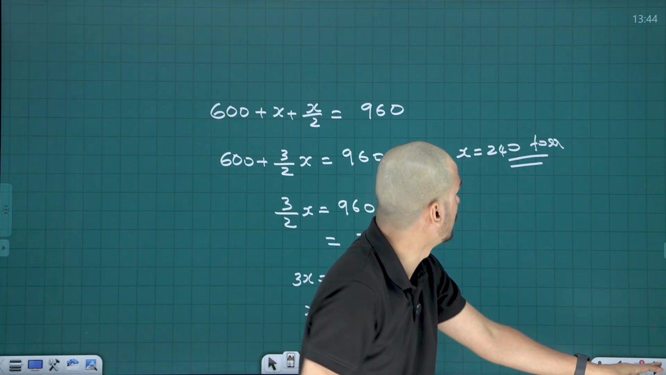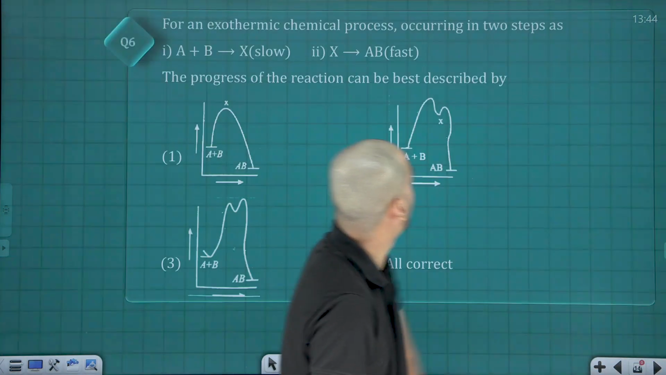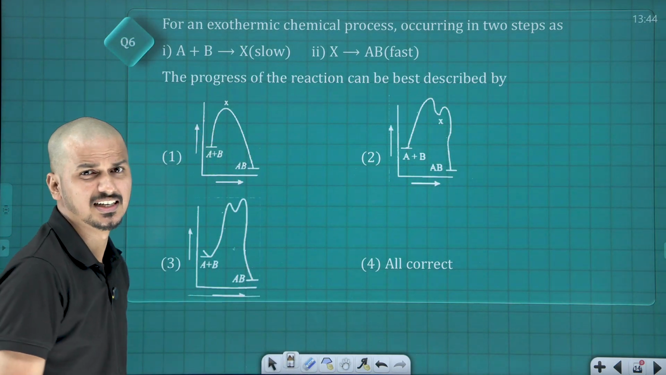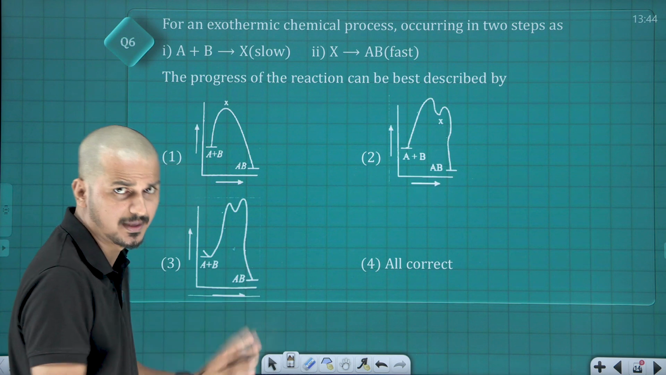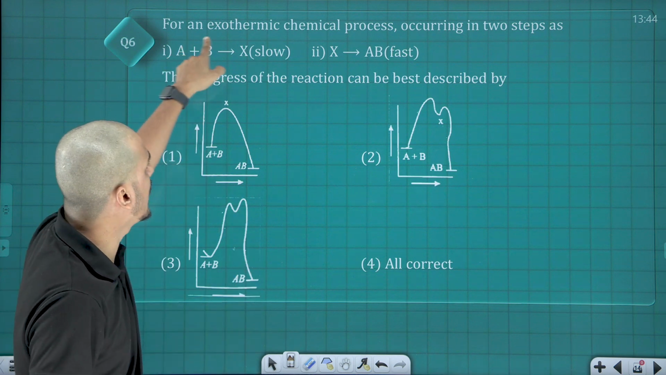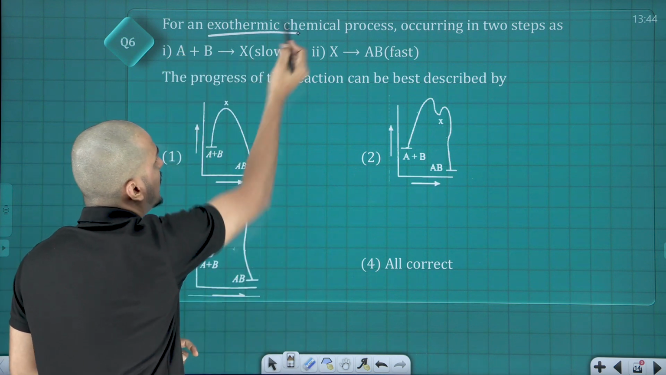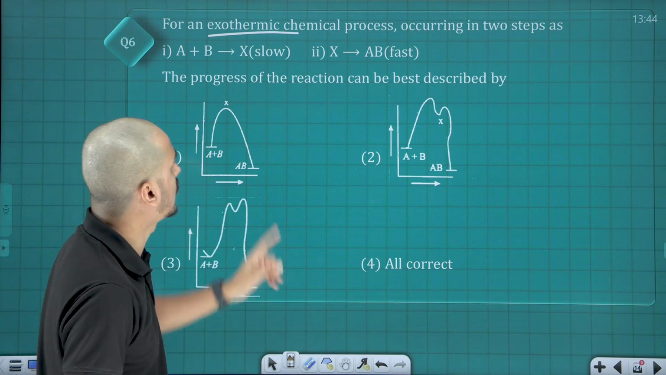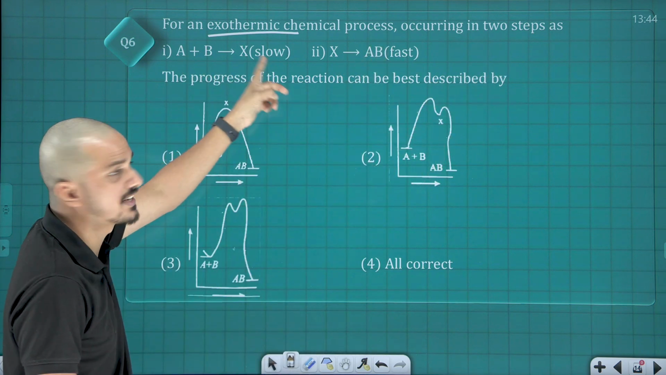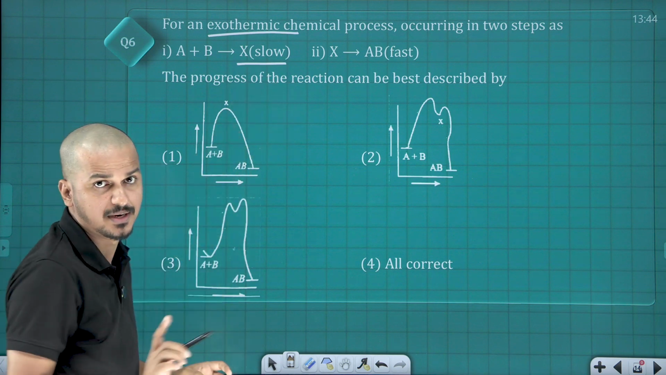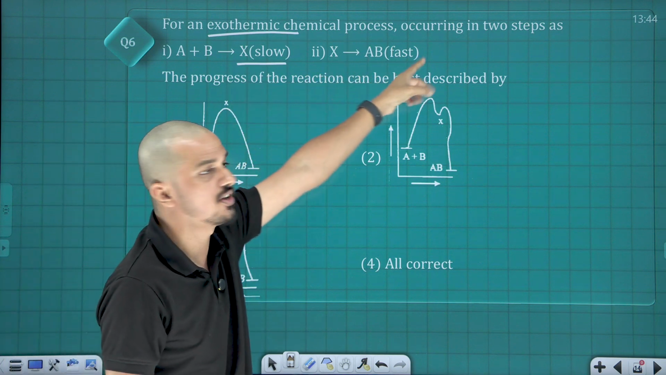So we can move to the next question. Question number 6. It's an easy question. If you know the basic ideas, you can easily answer it. Graphical questions will be there. For an exothermic chemical reaction occurring in two steps: A plus B gives X, it's a slow process, that's the rate determining step, and X gives AB, it's a fast step.